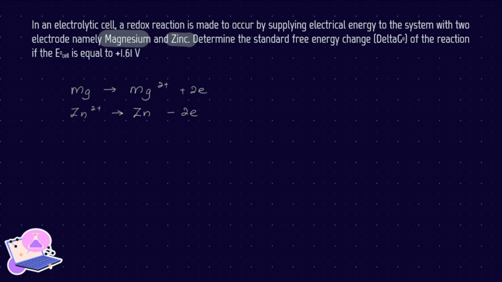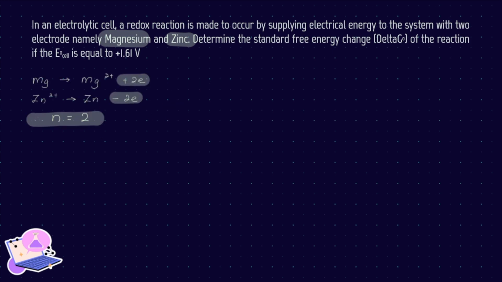This half reaction is very important so that we know how many electrons are involved. Therefore, from here we know that your n is equivalent to 2. Since we already know this value of n, we can calculate your delta G°, which is equivalent to negative n F E° cell.